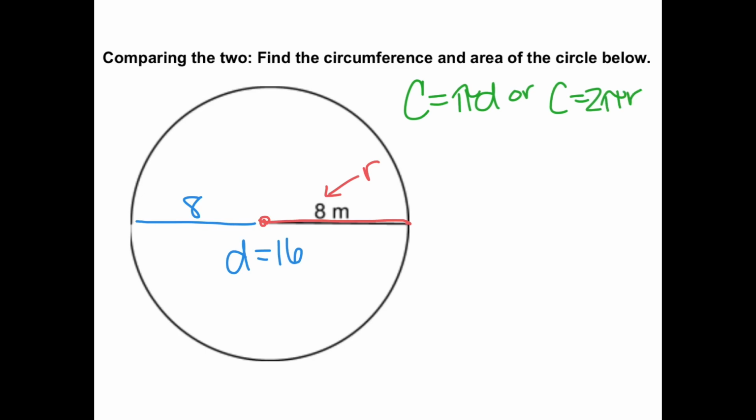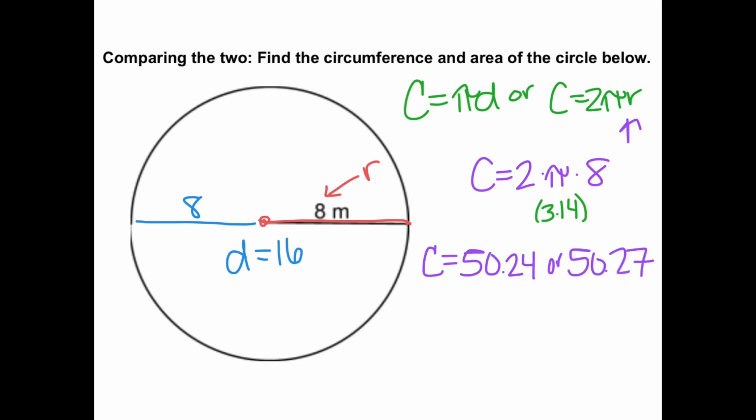Now in this problem, technically we were given the radius first, so I probably would just grab my calculator and do 2 times pi times 8. Understanding, of course, that we could use 3.14. It really just depends on what you're used to in the calculator. Both answers will be accepted for this lesson. Depending on which form of pi you used, your answer would be 50.24 or 50.27. And again, this label is in meters.